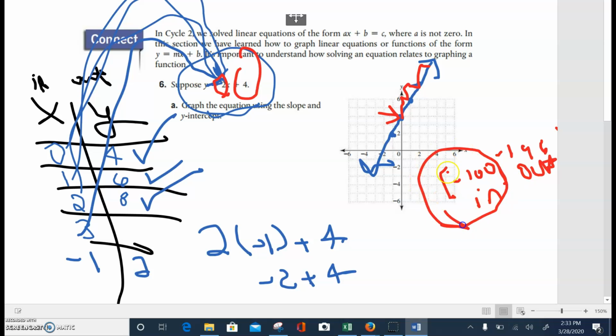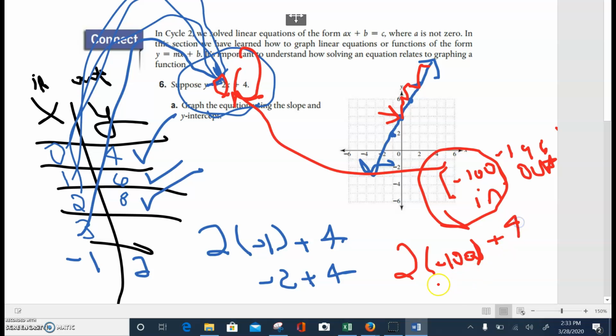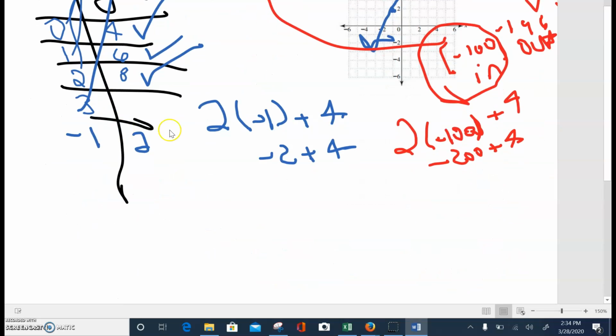So if I sub negative 100 into my formula, I have 2 times negative 100, plus 4. So negative 200 plus 4. Does that give me the proper output? And it does. The output's negative 196. So I know for sure that if I were to graph a giant graph, this point would be on my line.